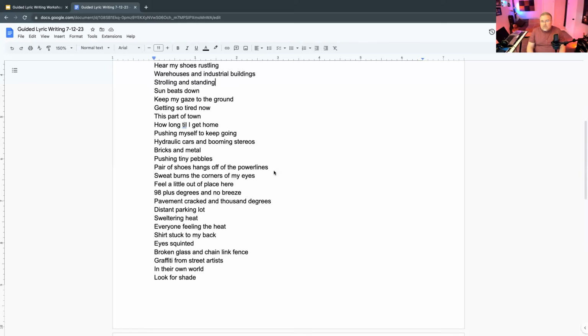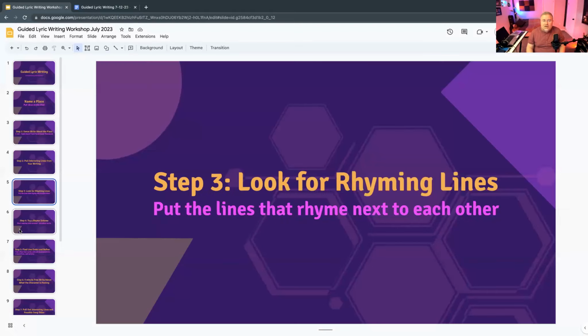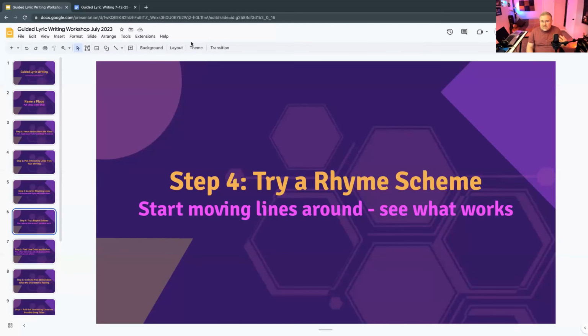Once you have the lines in rhyming pairs, the next step in the process is to start moving your lines around and try to put some into a rhyme scheme. If you want to start with simple rhyme schemes, I'll put some in the chat here, like A, B, A, B. You might have X, A, X, A. When we're talking about rhyme schemes, the letters equate to matching sounds. A's have the same rhyme, B's have the same rhyme, X's don't rhyme with anything.